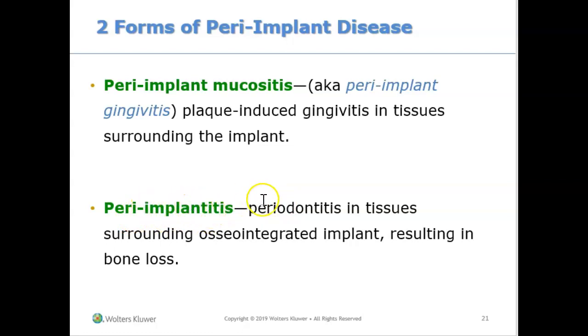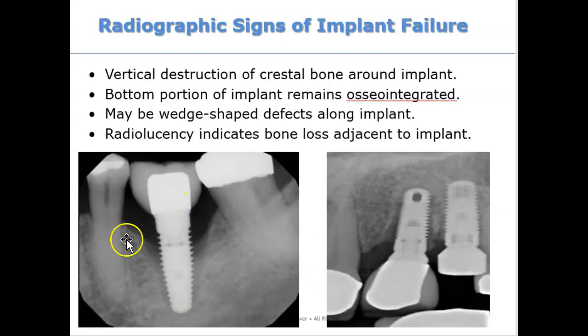This is just another way of saying periodontitis around an implant. Peri-implant mucositis is gingivitis around an implant. Peri-implantitis is periodontitis, or bone loss or attachment loss around the implant. So this is an example of peri-implantitis, or periodontitis around an implant, and that is noted by the significant bone loss that we see. This is vertical destruction or vertical bone loss.